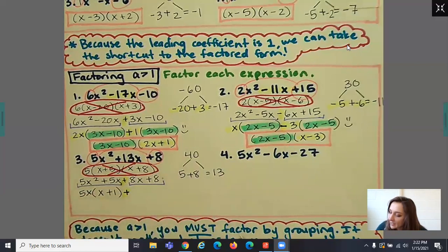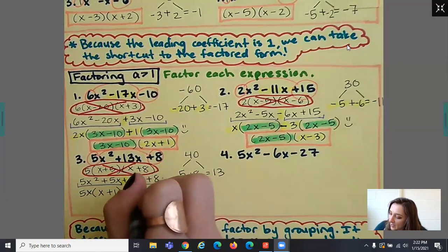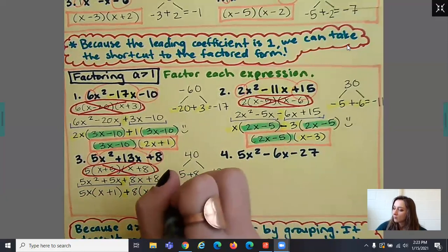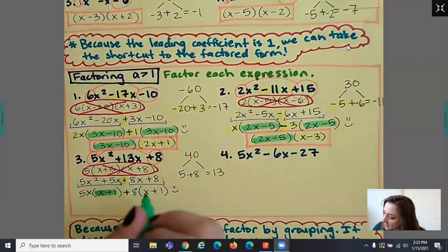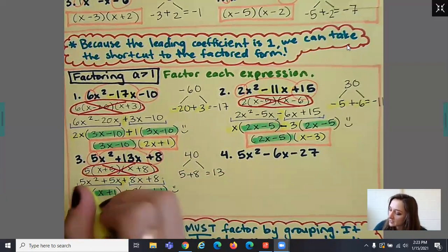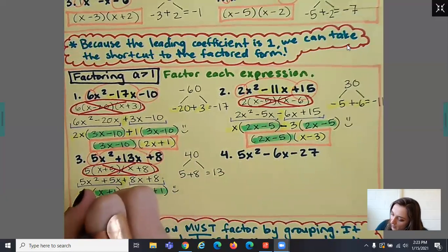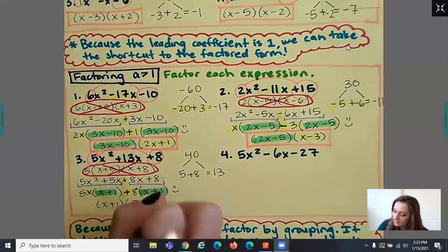And both of these terms have an 8, so I'm going to pull out an 8. Whenever you divide 8x by 8, you're going to get x, and 8 divided by 8 is 1. You know you did the right thing whenever you get the same factor inside of the parentheses. So we have x plus 1 inside of the parentheses. That's one of our factors. And then another one of our factors is 5x plus 8. Okay, so x plus 1, 5x plus 8.